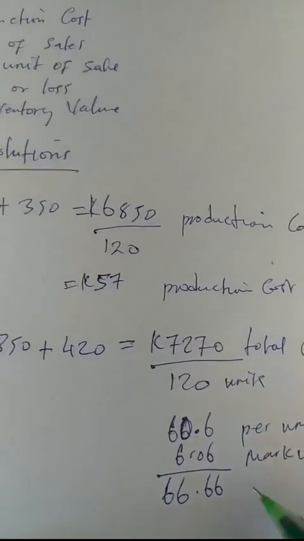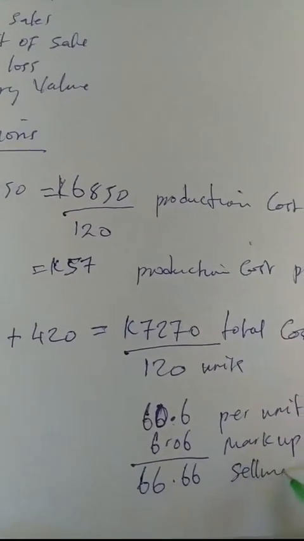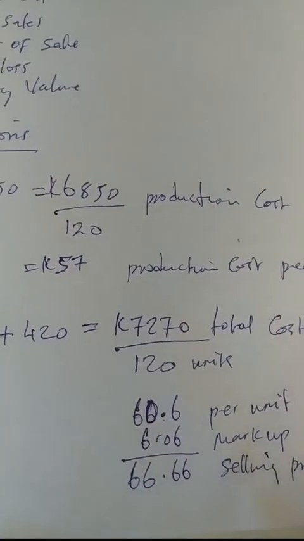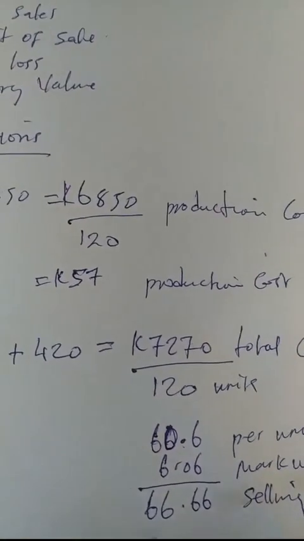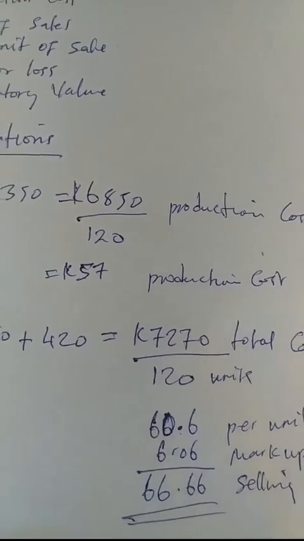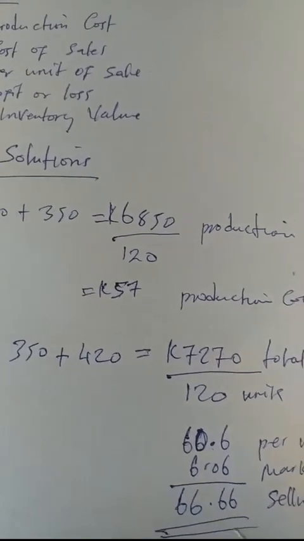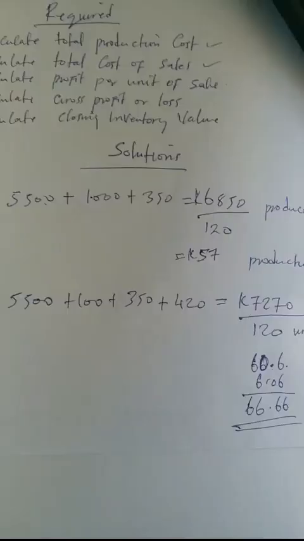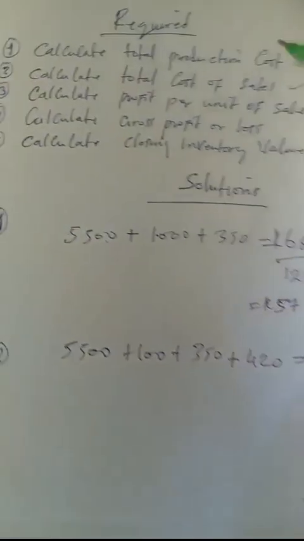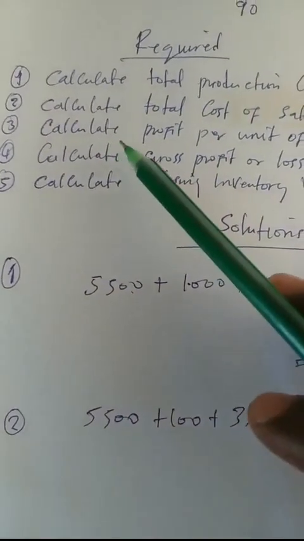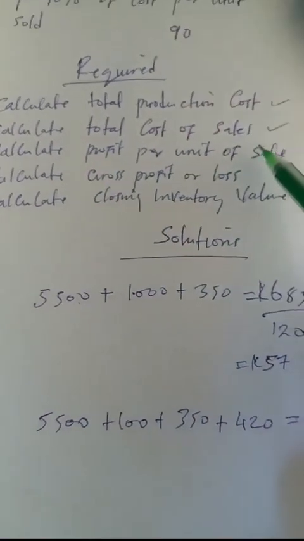66.66 is our selling price. I hope you are following through how I've arrived at this selling price. Okay, so now question 3. Question 3 says calculate profit per unit of sale.